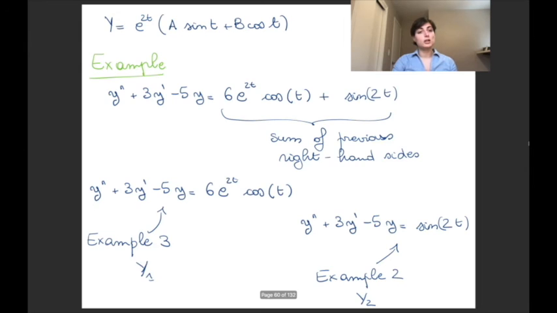Let's look to a new example. We have y second plus 3y prime minus 5y equals 6 exponential of 2t cos t plus sine of 2t.